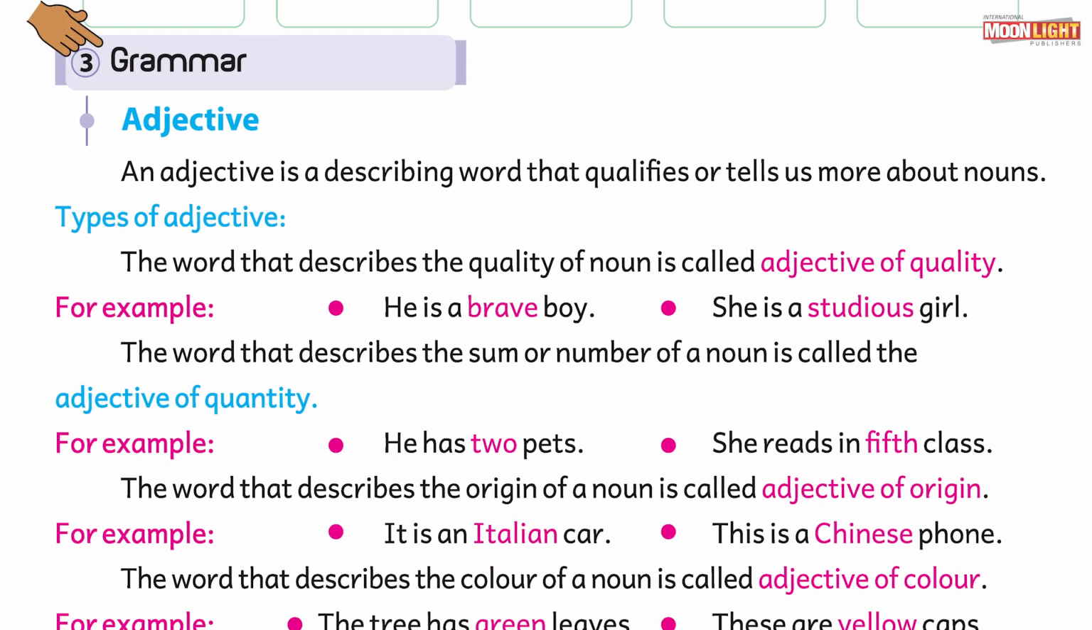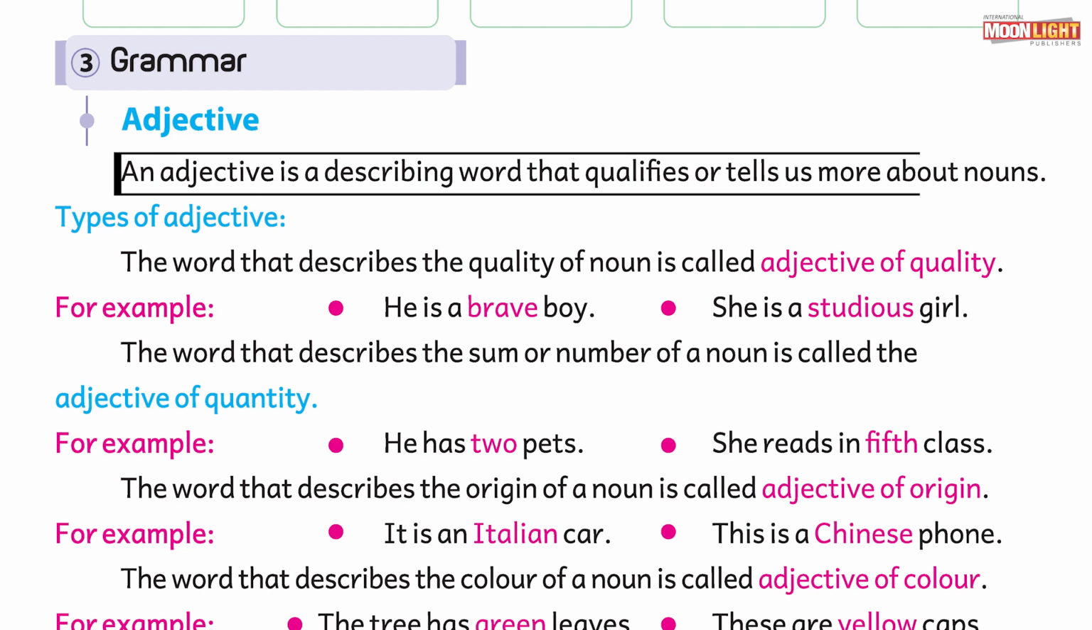Now it's time to move towards the second category of the language focus competency, and that is grammar. This time in grammar, we are going to talk about adjectives. What are adjectives? Do you have any idea? Yes, students, an adjective is actually a describing word. It describes a noun. It qualifies or tells about the noun. Adjectives tell everything related to a noun.